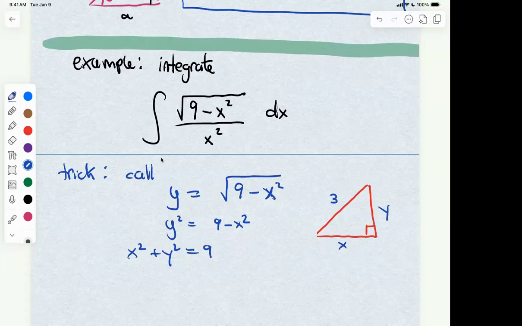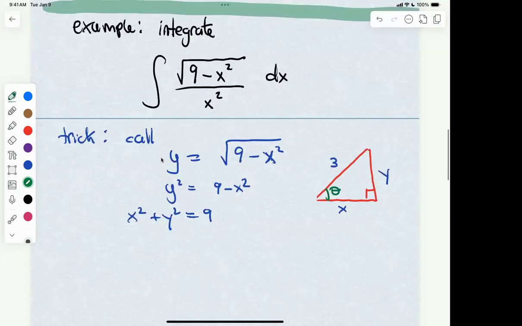The reason this type of integral is called a trigonometric substitution is that you want to use trigonometry to replace x. You don't want to work with x directly, you want to work with something defined in terms of the angle theta. So you had this angle theta, right?